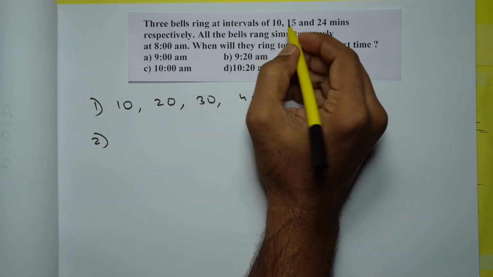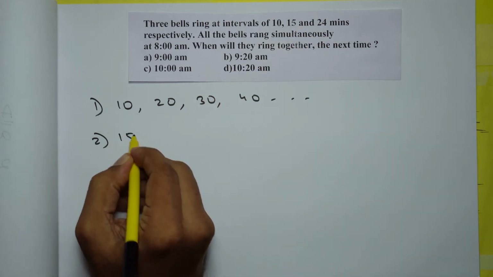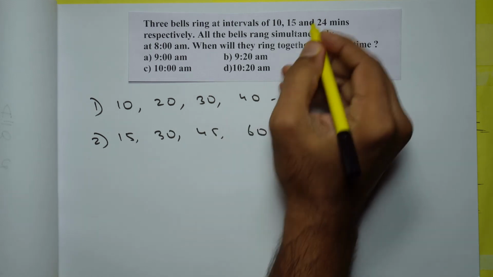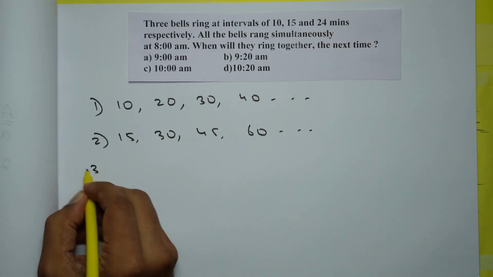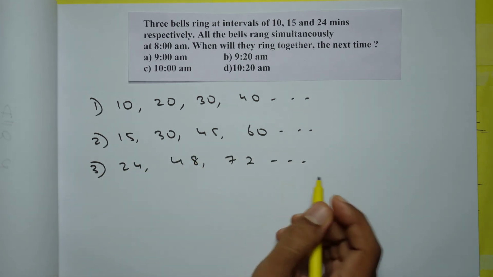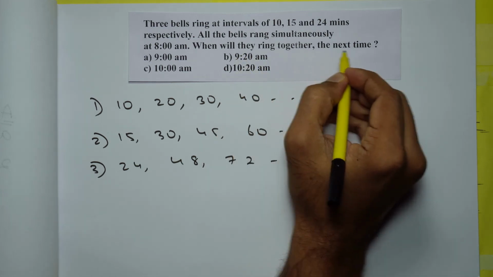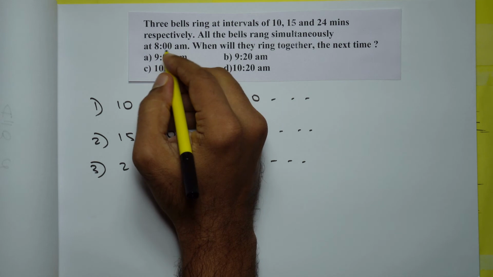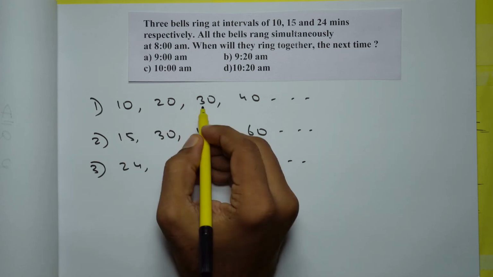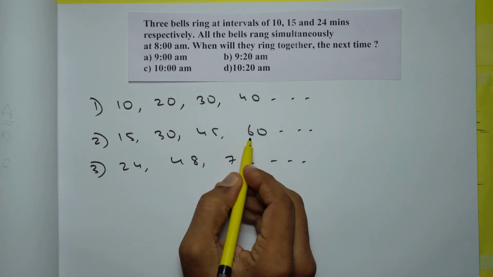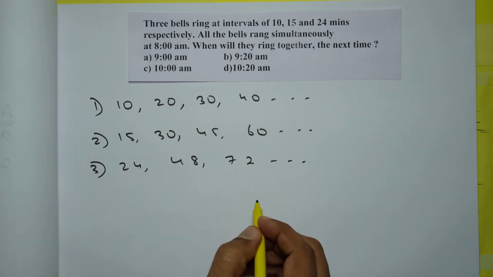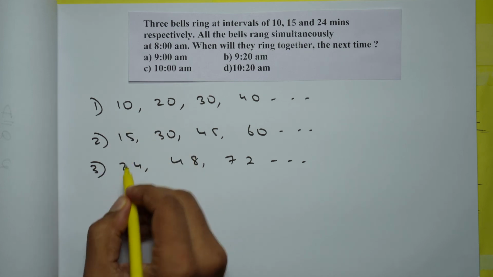Now the second bell rings at intervals of 15 minutes. So 15, then 30, 45, 60 and so on. The next bell will ring at intervals of 24 minutes: 24, 48, 72, and so on. Now when will they all ring together for the next time? Initially it rang at 8 am. First one in multiples of 10, second one in multiples of 15, and the third one in multiples of 24. So we must have a number which is a multiple of 10, 15 and 24.